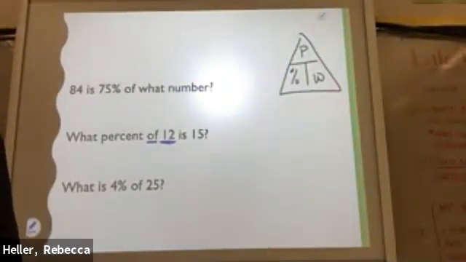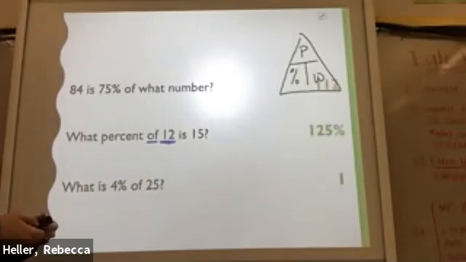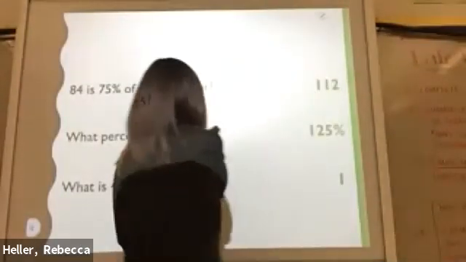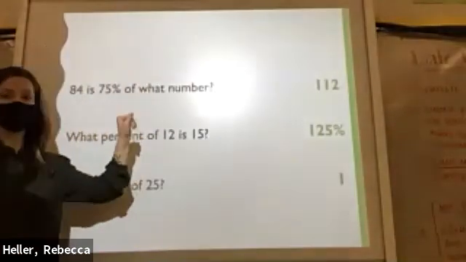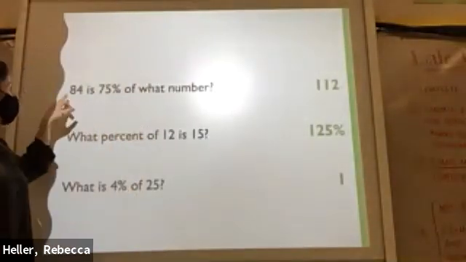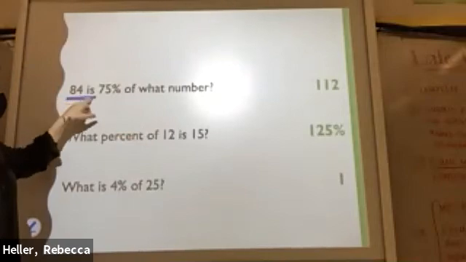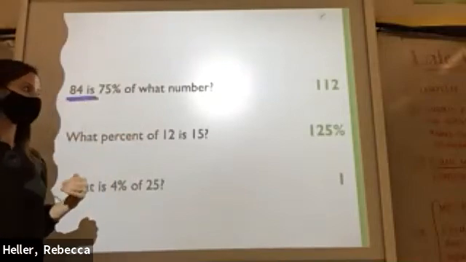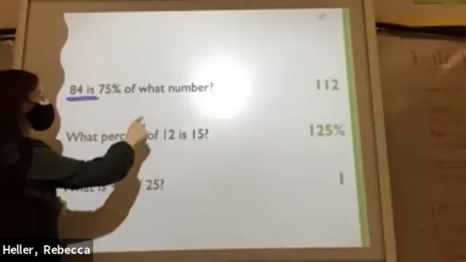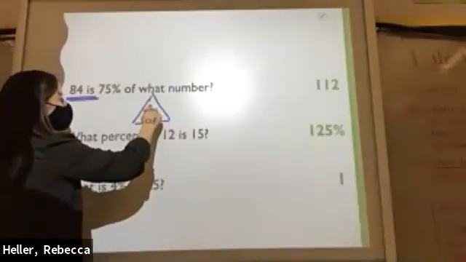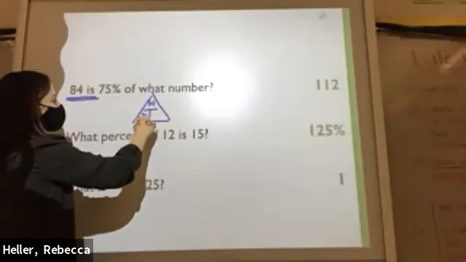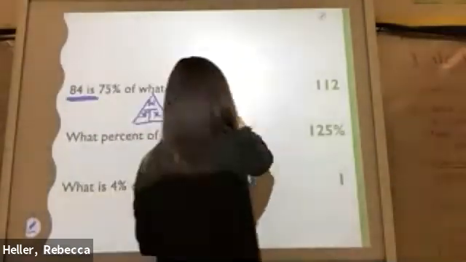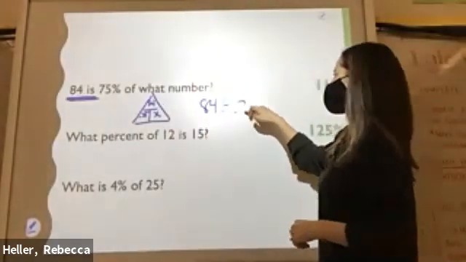Here are our answers, and I will go over quickly for each one how to get those. Most of us are good on the first one. If you missed the first one, chances are you put 84 as the whole, but it's actually the part. So you want to do 84 is the part, 0.75, and we're missing the whole. So that's 84 divided by 0.75.